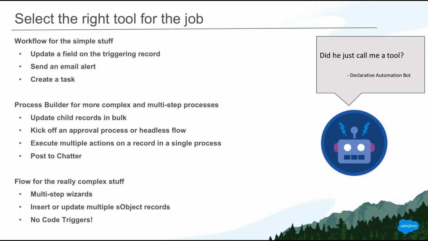For Process Builder, starting to get a little more complex and specifically for multi-step processes. So I want to update child records in bulk. We gave that example a few minutes ago. I have an account, 200 contacts. Something happens on the account, like the address changes on the account, and I want to update all of my contacts. Process Builder, beautiful for that.